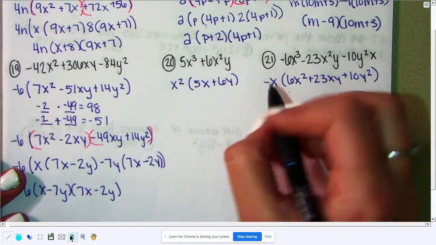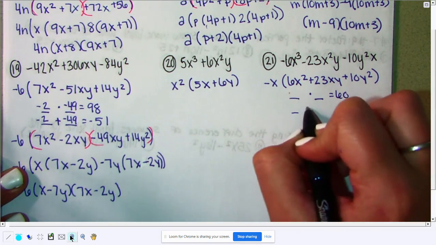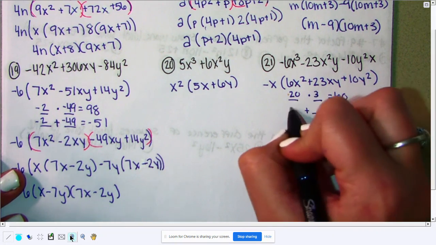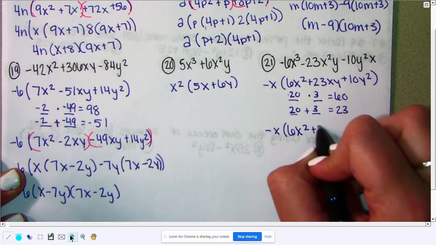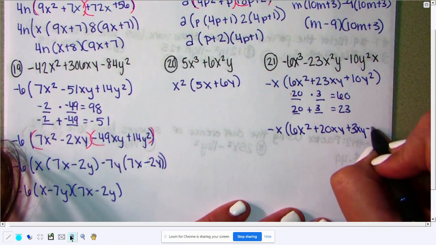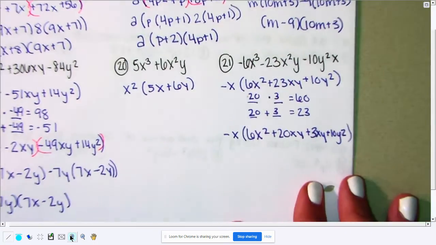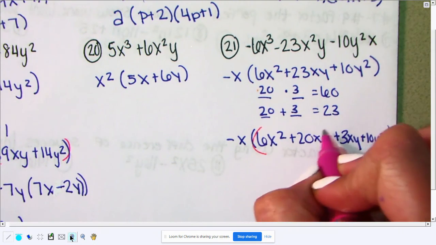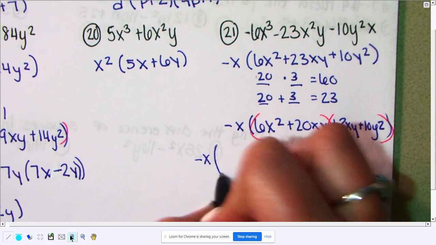All right, to continue, negative x, I need to multiply two numbers that'll give me 60. Those same two numbers have to add to 23. The factors are 20 and 3. Negative x along for the ride, 6x squared plus 20xy plus 3xy plus 10y squared. Lots of stuff going on here. Let me zoom in so we can all see. All right. Again, I'm going to group first two, group the last two. Negative x along for the ride. Give myself a little more space here.